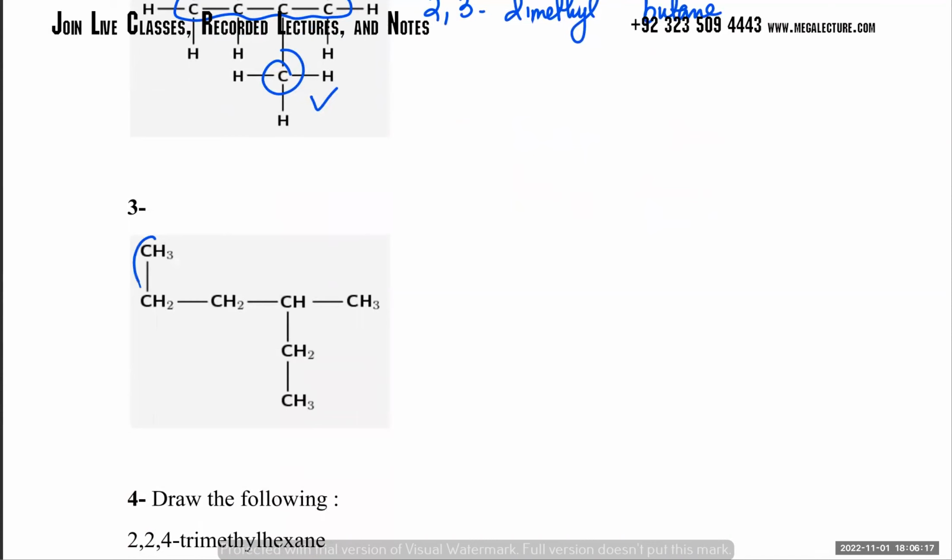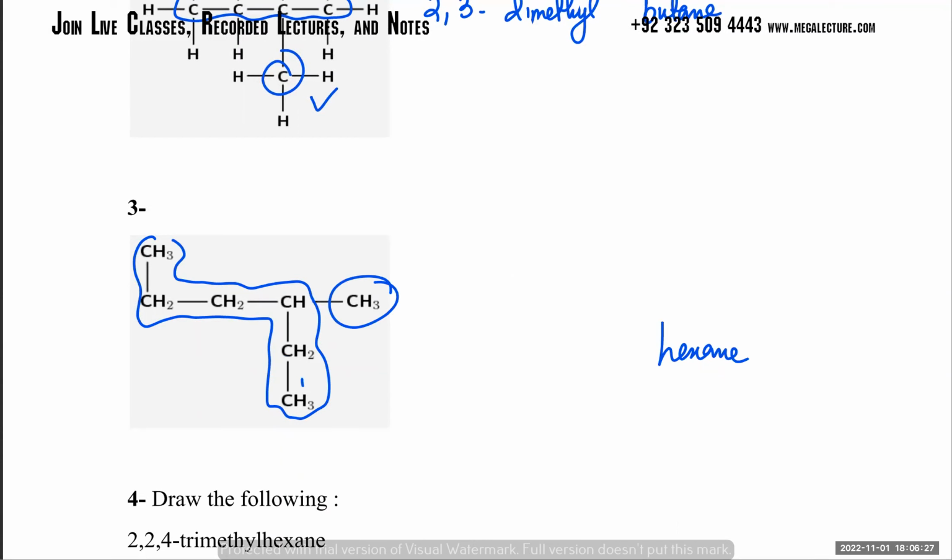In this one, the longest carbon atom chain is this one. So that's 3 and 3, 6. So that's hexane. And there's a methyl. So this is 1, this is 2, it's on the third one, the shortest side, that's 3. So this one is 3 methyl.